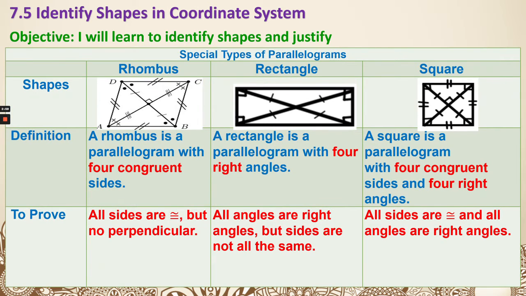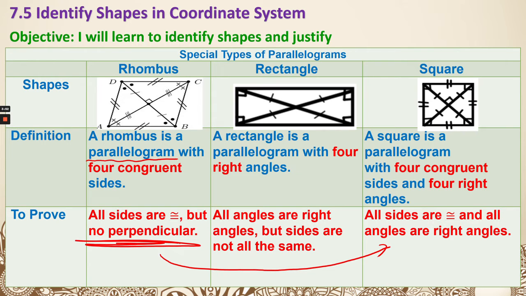Now let's have a look at the specific type of parallelograms that we are going to identify in this lesson. Rhombus, rectangle, and square. First, the definition for a rhombus. A rhombus is a parallelogram with four congruent sides. Parallelogram, so it's guaranteed to actually be a parallelogram first. Has four congruent sides, but has no requirement about the angles inside. When we try to prove something is just a rhombus, we are going to need to show all sides are congruent, but there's no perpendicular. The reason is, if they are actually perpendicular, that would become a square. So when we're trying to show just a rhombus, we're going to need to also show it's not perpendicular.